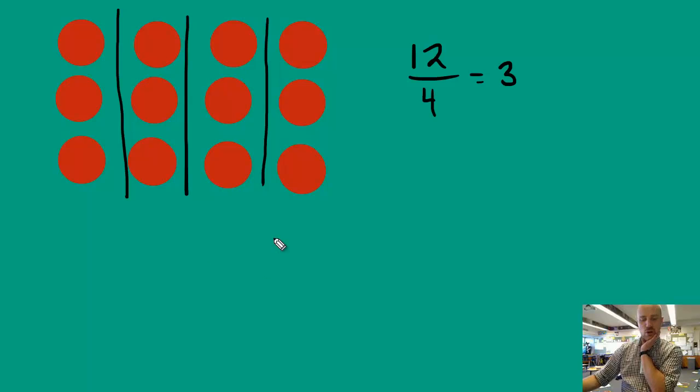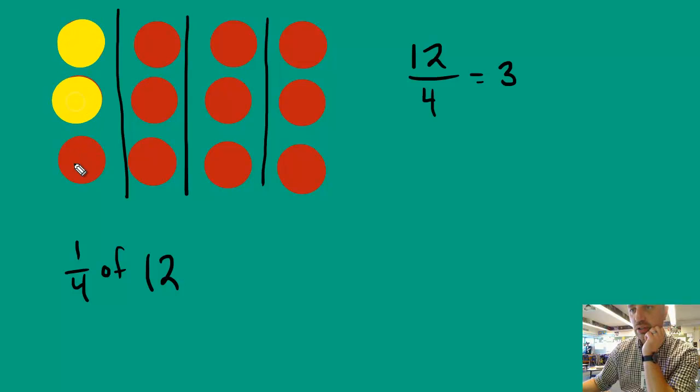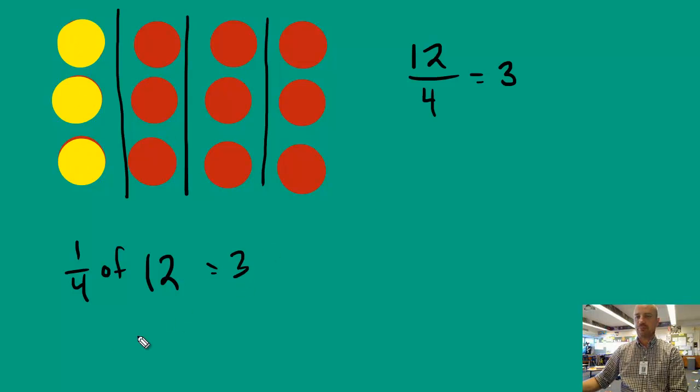So what is 1/4 of my 12? I'll take a look at one of those groups because we split the 12 up into 4 groups. 1/4 would be this group right here. This one, and this one. And so those 3 would equal 1/4. And if I counted those up, I would get 1, 2, and I would have 3, right?